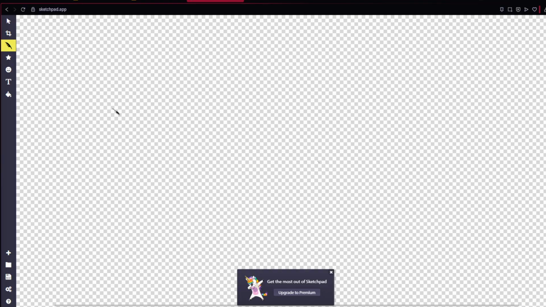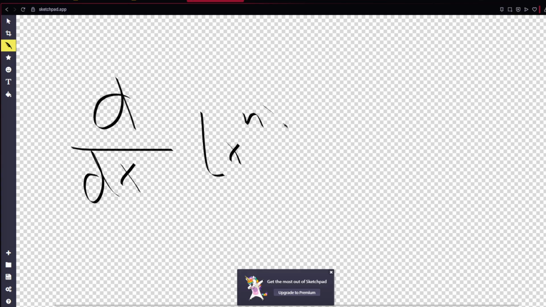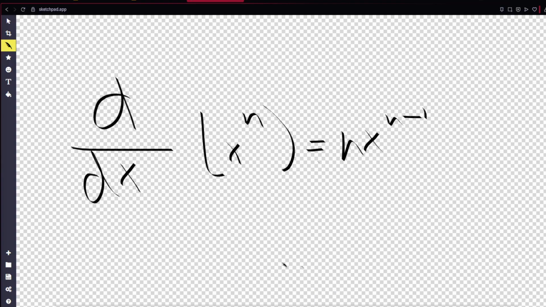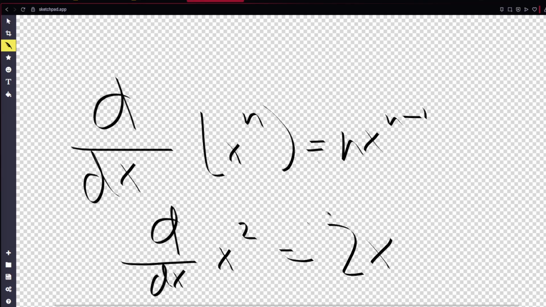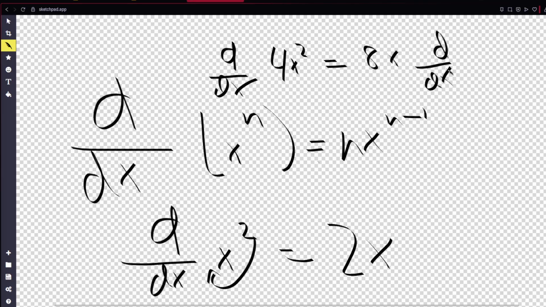So yeah, then we get the power rule, which is the derivative of x to the n equals n x to the n minus 1. So if we do a practice question like d over dx of x squared equals 2x, because we just bring the 2 down right here and then subtract 1. So a harder one, I'm just going to make one up. The derivative of 4x squared equals 8x. The derivative of 9x cubed is equal to 27x squared.